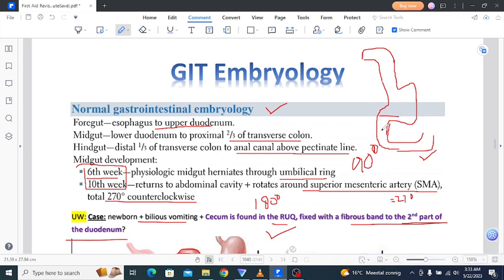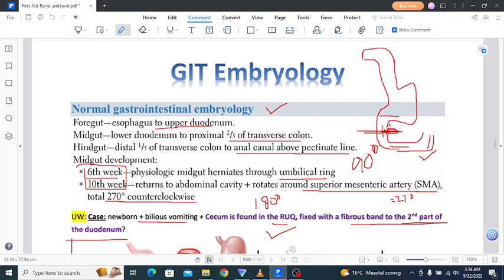There is first part A, then B, C, and then D part. So A part is the horizontal part, then the descending part, then the horizontal part moving to the left side. So there is the major duodenal papilla in the second part of the duodenum, and the opening of the pancreatico-duodenal duct in the major papilla of the duodenum happens in the second part.